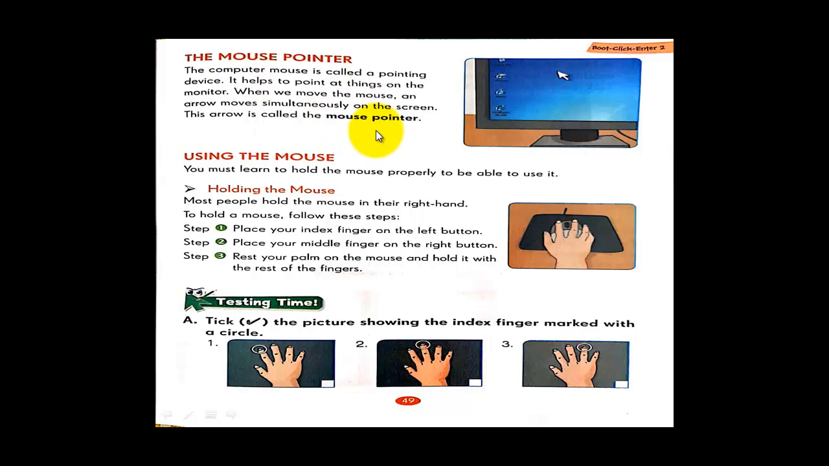Pointing device. This arrow is known as the pointer. It helps to point at things on the monitor. When we move the mouse, an arrow moves simultaneously on the screen, on the computer screen. On the screen means why? On the computer screen. This arrow is called the mouse pointer.